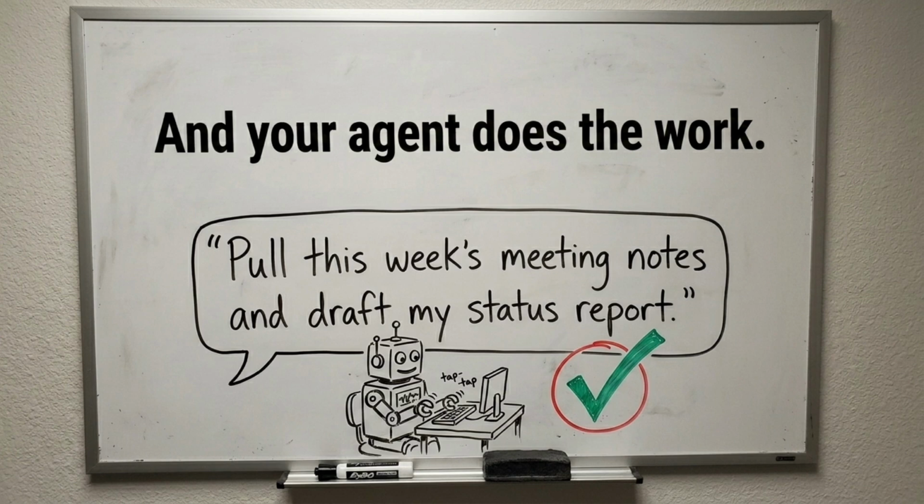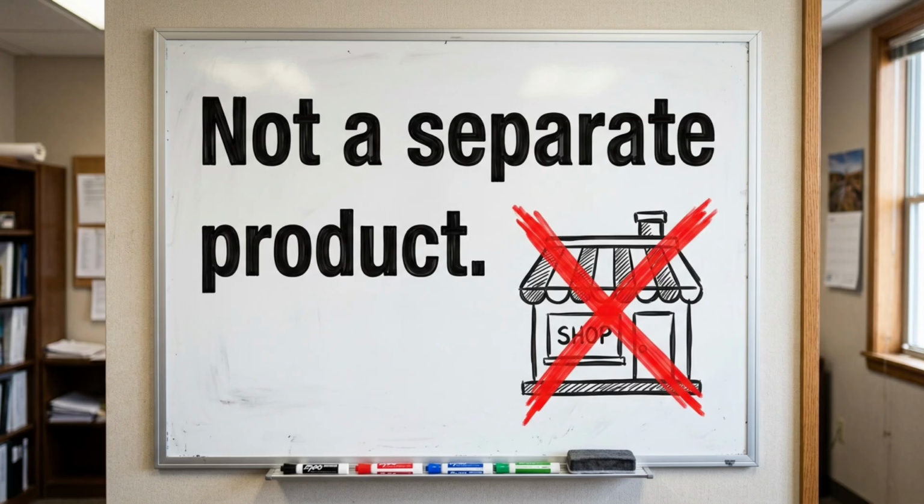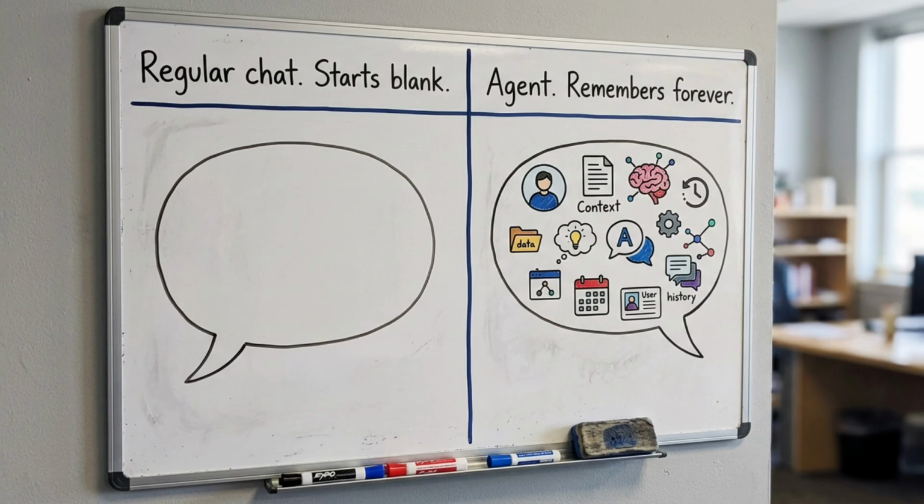You'll understand exactly why it works the way it does, and you'll know how to build a second one in half the time. Let's clear something up first, because this word gets thrown around a lot. An agent isn't a separate product you have to buy or install. In Claude and ChatGPT, the simplest kind of AI agent is a saved setup with instructions, knowledge, and tools, a permanent identity that doesn't forget who it is every time you open a new chat.